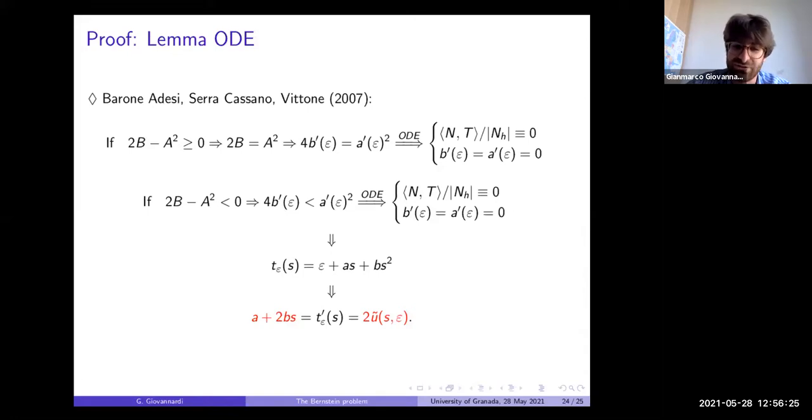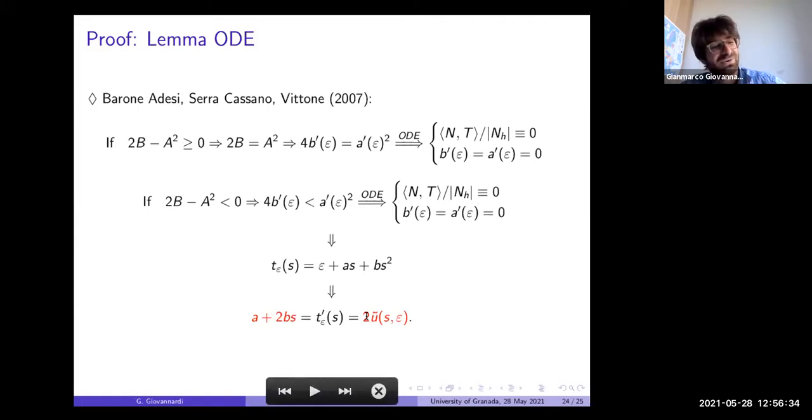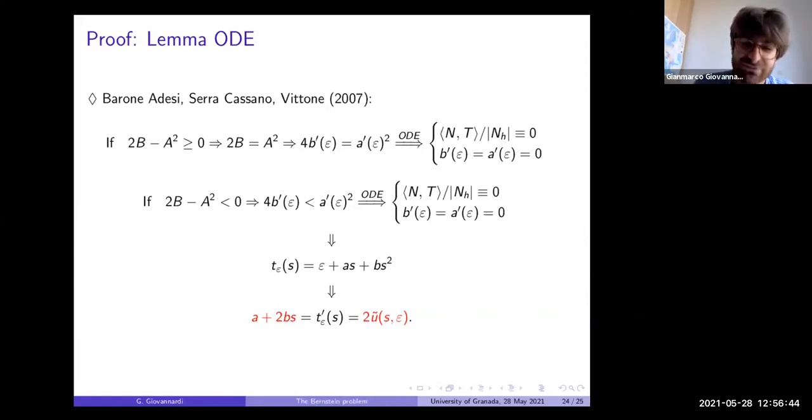So the first derivative of T epsilon is a plus 2bs, and this, by how we define T epsilon, is equal to the function u in this new chart, and this means that u is an affine function, and we are done because we have solved the Bernstein problem.